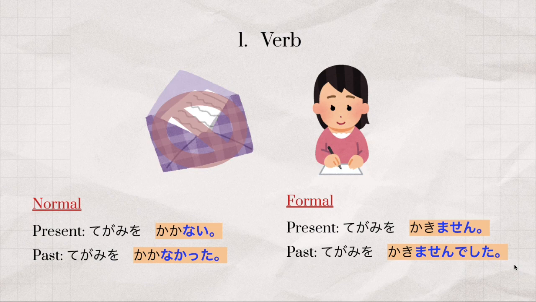So in this picture, the woman is not writing a letter. So let's say if she's writing a letter, it will be 手紙を書く. And the past tense would be 手紙を書いた. And then same as the present, it will be 書きます, 書きました.